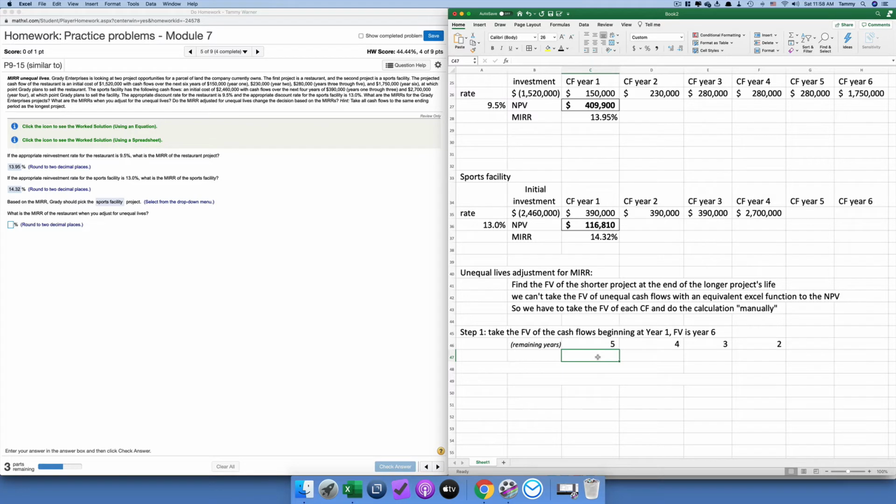Okay, so what do I mean by that? We're going to take the future value at this 13%, so at our discount rate, and let's make that an absolute cell reference so that we can copy our formula over. So we keep the columns stable. The number of periods is how many years are remaining. So this is for 5 years.